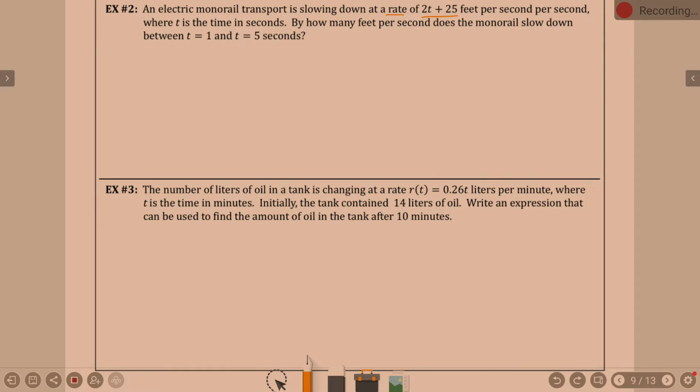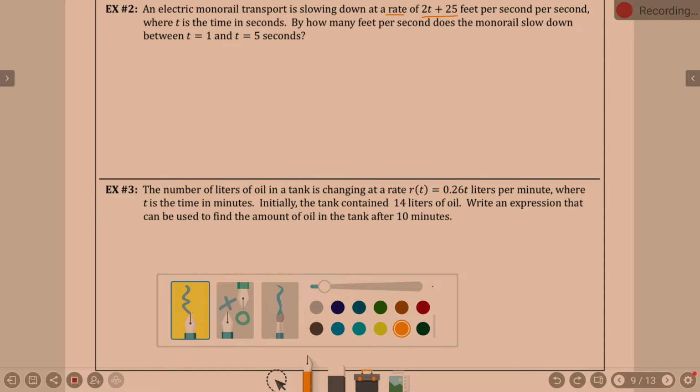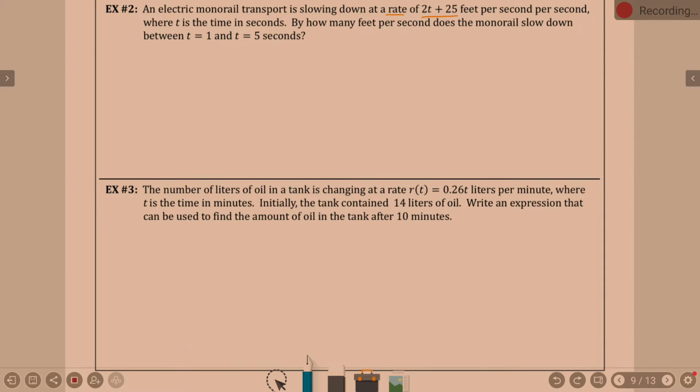What do we need to do? What does feet per second tell me? Acceleration. That's acceleration, yes? What are they asking me to find? By how many feet per second does the monorail slow down? So what are they asking me to find? Velocity. If you weren't already leaning towards it just because of the lesson we're in, does that give you a hint as to what to do?